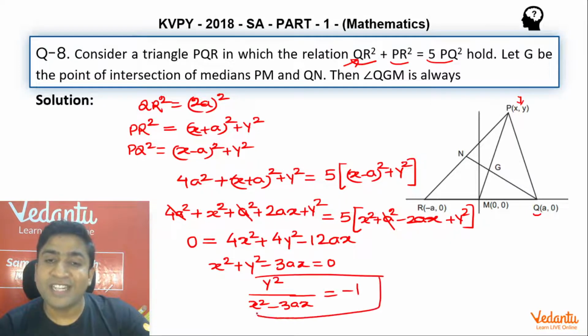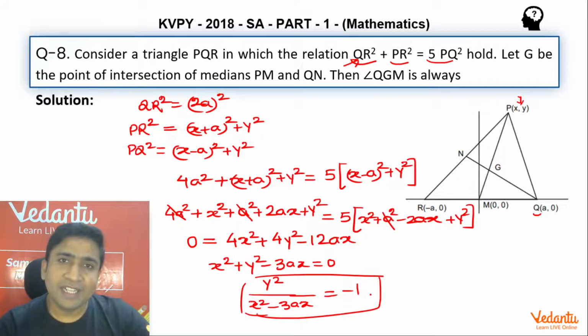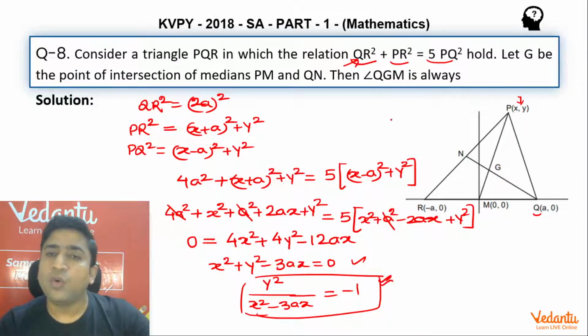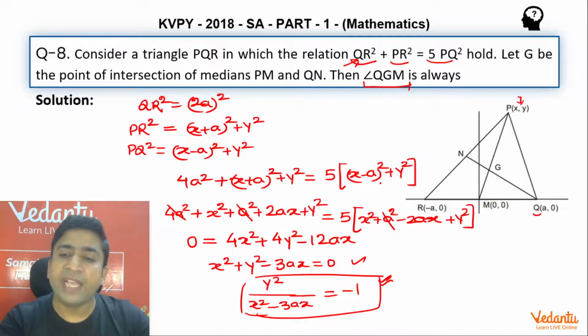I'm doing it in a very specific manner because I'm going to utilize this information, right? Now, bacho, let's say I have got this relation, and I have written it in this format. Now, the question is saying, can you please tell me the angle QGM? So guys, for writing down the angle QGM, again I'm going to utilize the geometry. What is that?